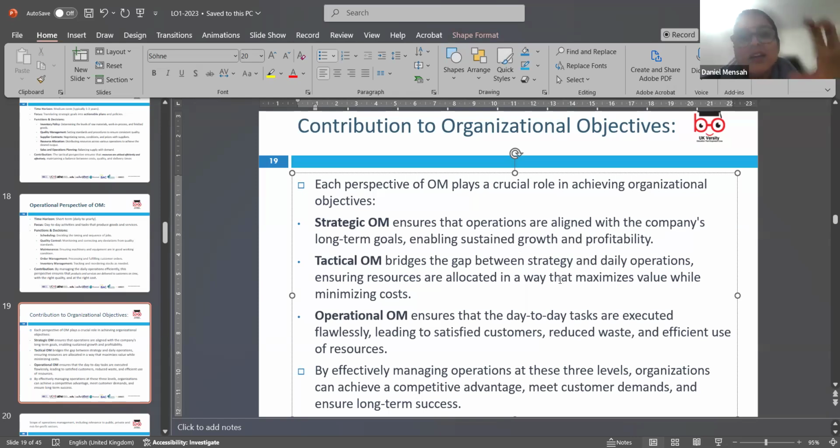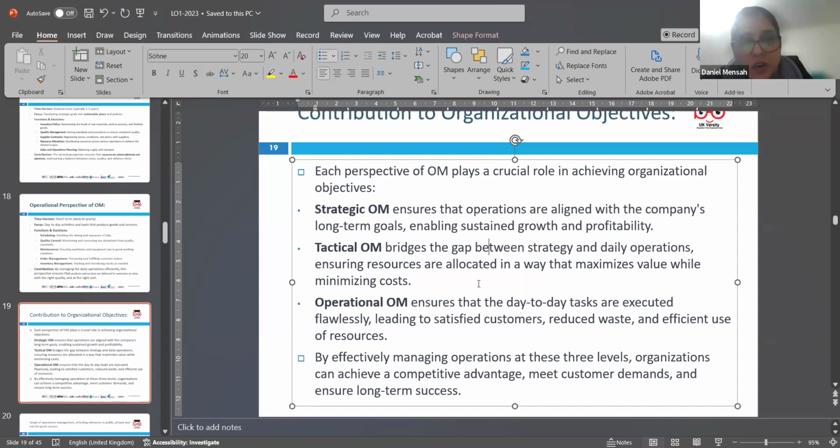So basically, they are concentrating on making effective use of the resources, which maximizes the value, and they also ensure they reduce the cost, because when your processes are efficient, they definitely minimize your cost.